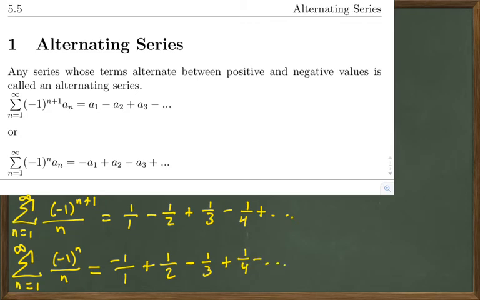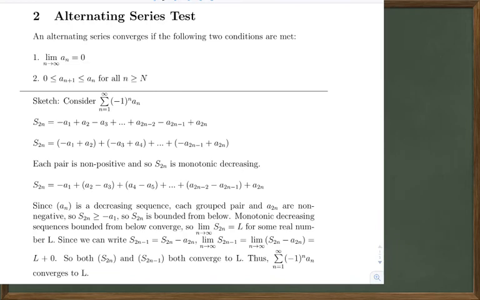Sometimes they might use a sine or a cosine that does the alternation. But typically you're going to have (-1)^n, (-1)^(n+1), sometimes (-1)^(n-1), but typically it's either n or n plus 1 as the exponent. So here's the alternating series test. So we have an idea what an alternating series looks like.